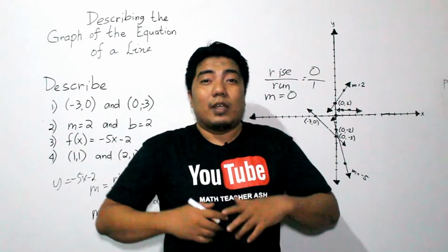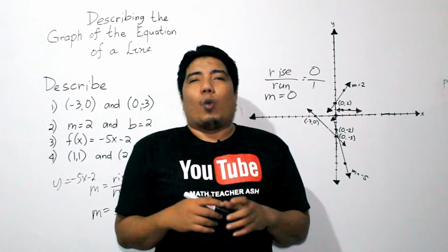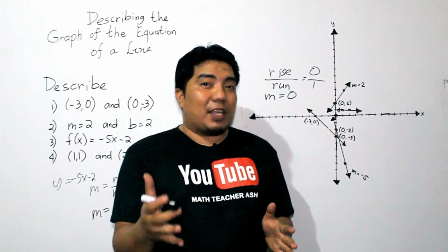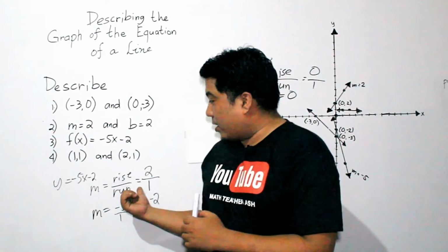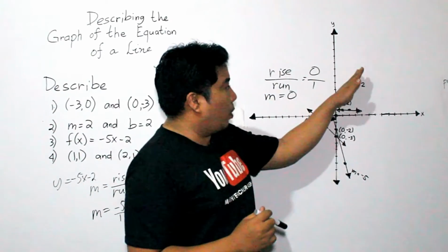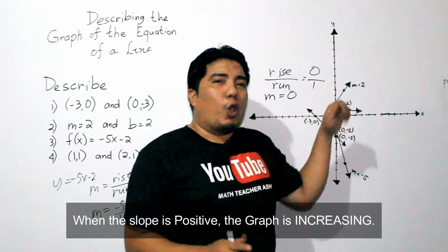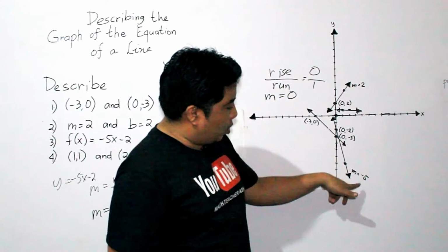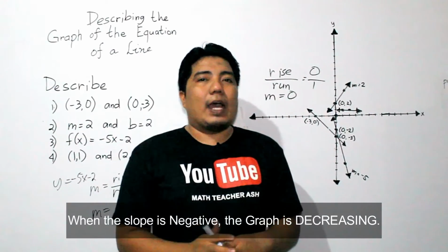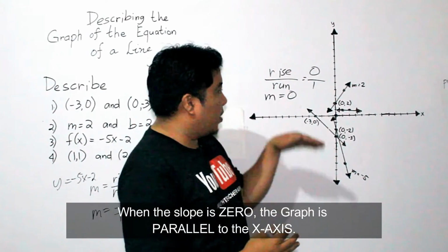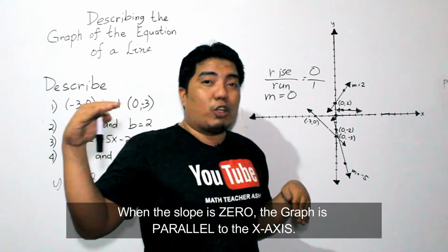So, how do you describe this one? Just remember these facts. When your slope is positive, as you can see here, we have a positive slope, 2, 1. When your slope is positive, the graph is increasing. When your slope is negative, the graph is decreasing. Now, if your slope is 0, your graph is along the horizon, meaning it is horizontal.